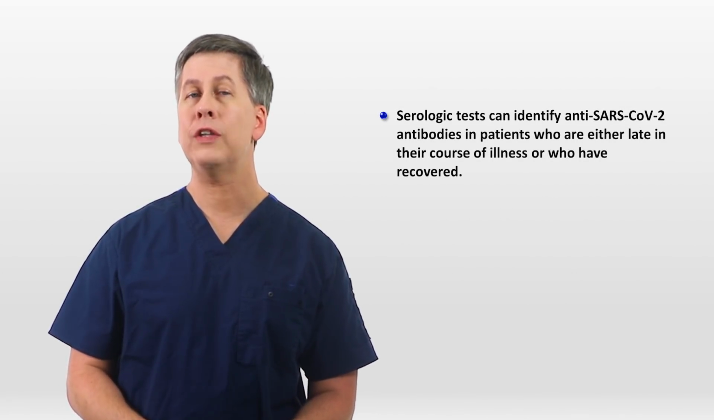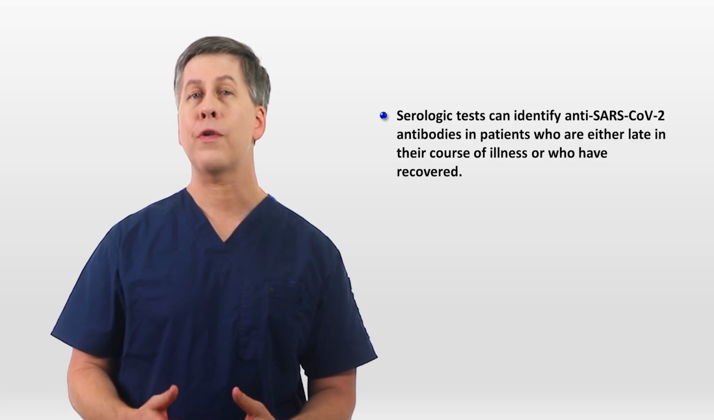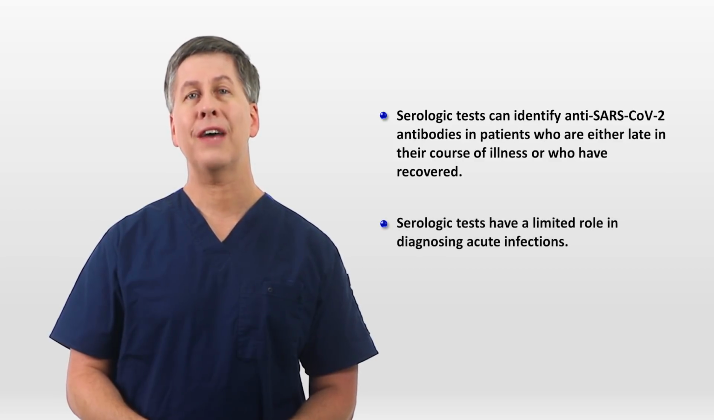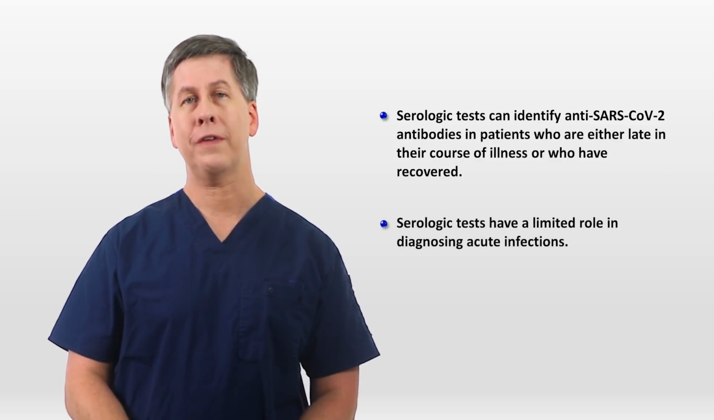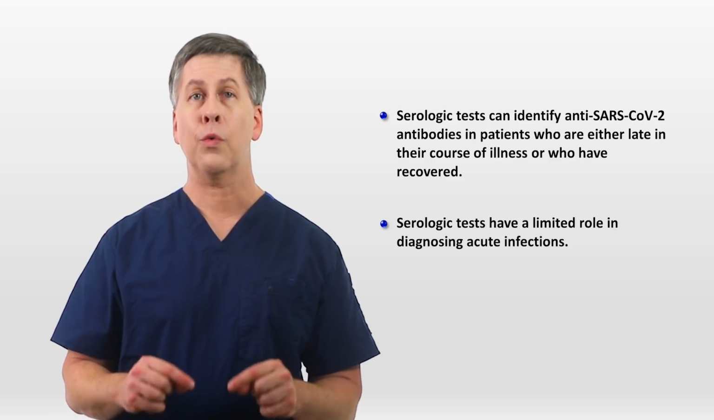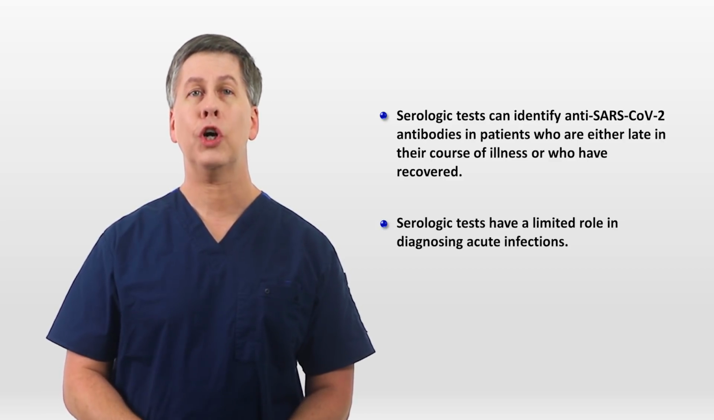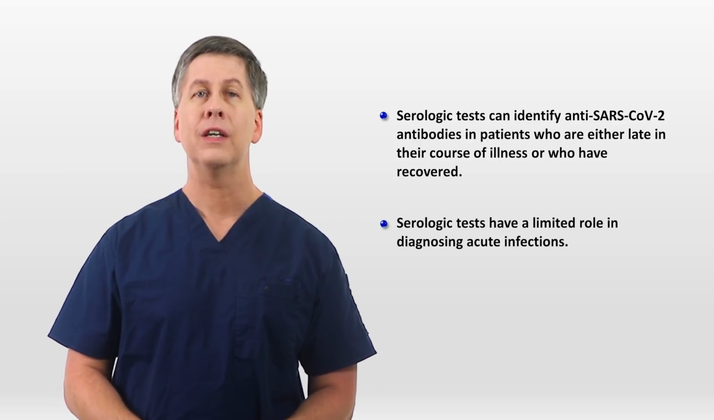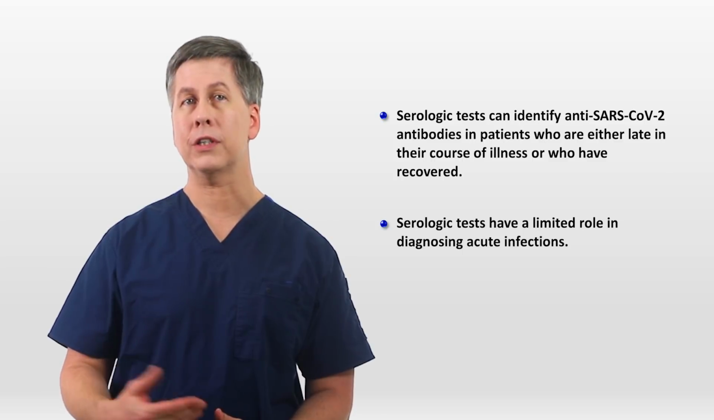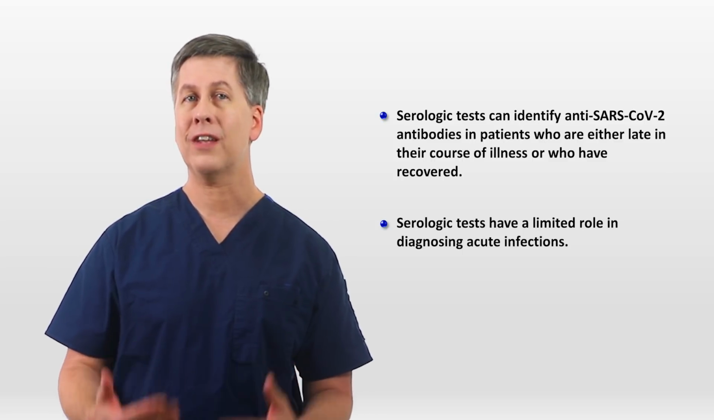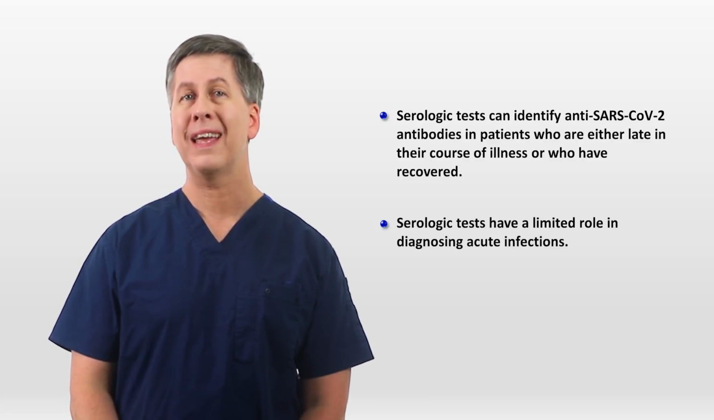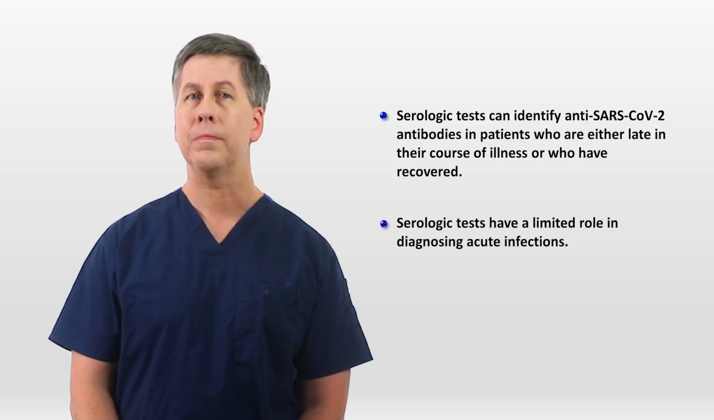Serologic tests are newer and can identify anti-SARS-CoV-2 antibodies in patients who are either late in their course of illness or who have already recovered. But serologic tests have a limited role in diagnosing acute infections. Stanford, where I practice, has begun to use a test called a negative strand or minus strand PCR test that is intended to identify actively replicating virus in an effort to determine current infectivity. However, at this time, such a test is not widely available and its clinical utility is uncertain.